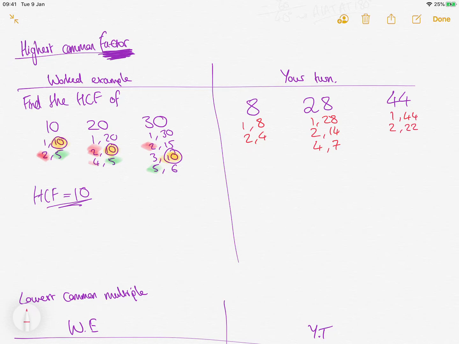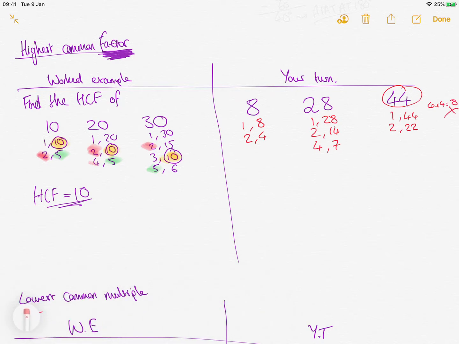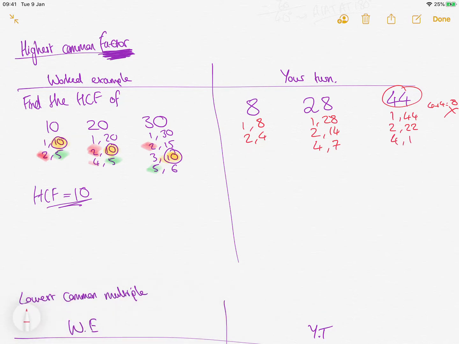Now let's think about a skill from yesterday. Does it divide by 3? Well, if I add these two digits together, 4 and 4 is 8, which isn't divisible by 3. So I know that there's not a factor of 3 in there. And then I think we've got them all there.